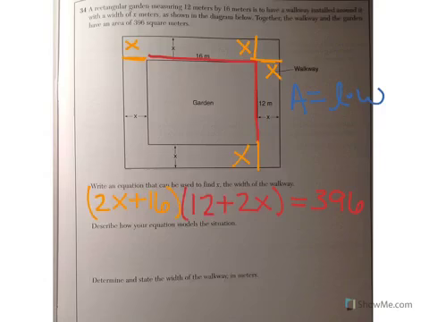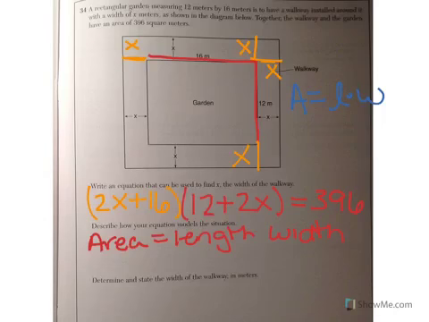Describe how your equation models the situation. Okay, well, in order to describe that, we could say that your area is equal to length times your width.